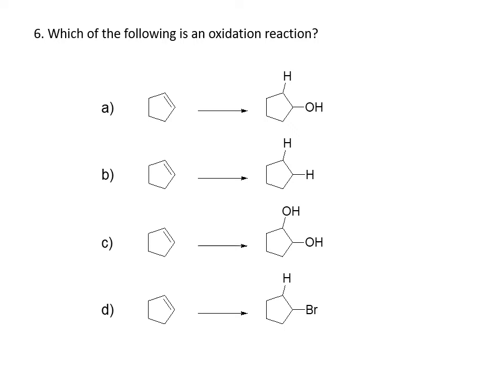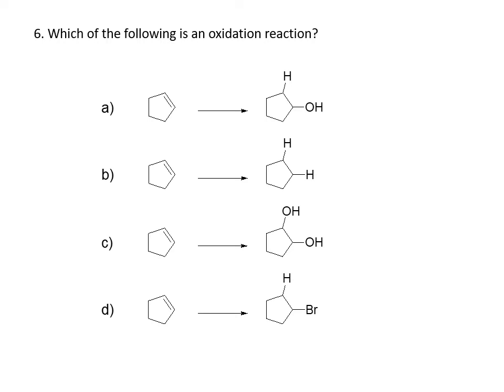But in case A, you can see that we have addition of water across the double bond. So one carbon of the double bond has hydrogen added to it, the other one a hydroxyl group, oxygen bonded to it. So the carbon with the new hydrogen bonded to it has been reduced, while the carbon with the new oxygen bonded to it has been oxidized. So one carbon has been reduced, the other oxidized. This reaction is neither oxidation nor reduction.